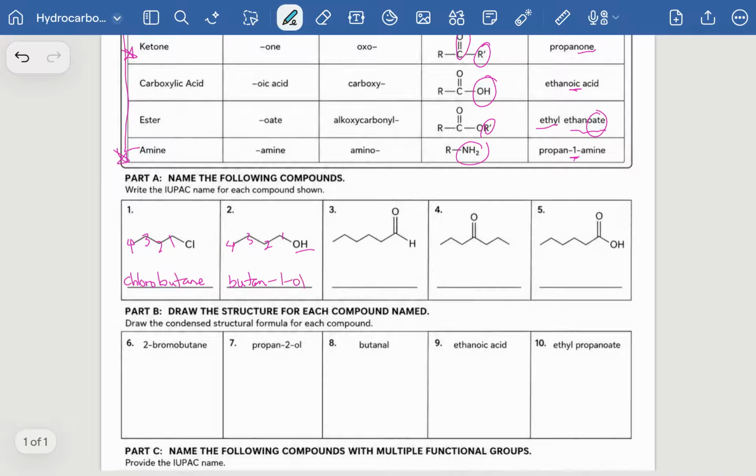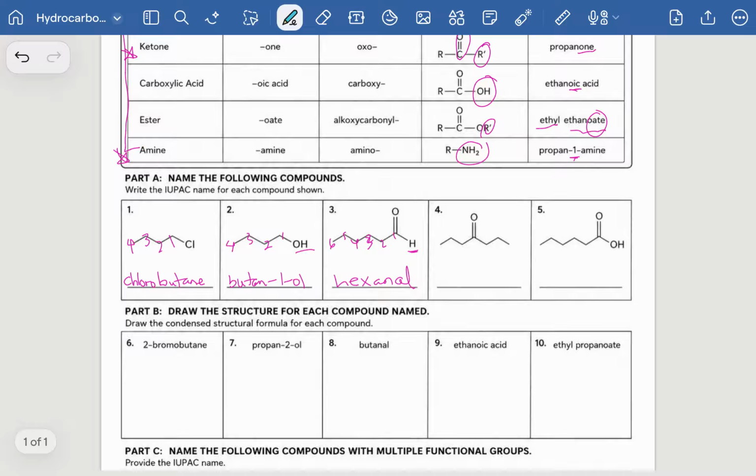This next one, we have that suffix of -al just because of that hydrogen on the end, and just naming how many carbons we have. So this is a 3, 4, 5, and 6. This would be hexanal.